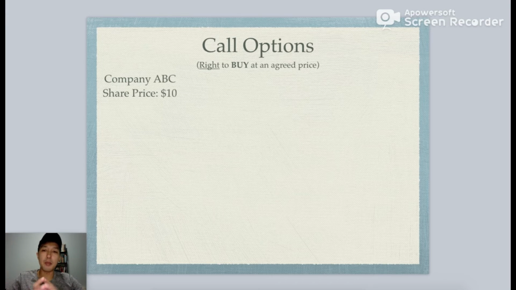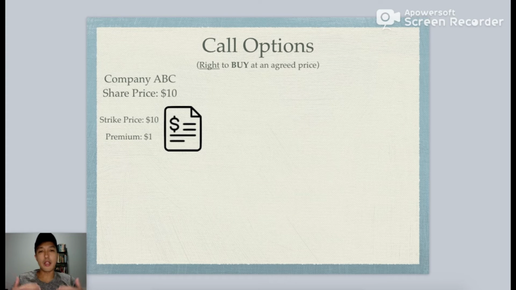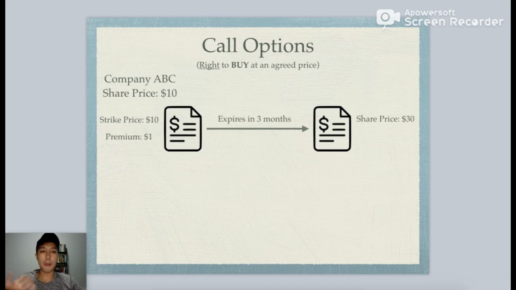So for example, let's say you take a company ABC. Currently the share price is at $10. You now own this call contract at a strike price of $10. Basically it means that you have the right to buy the share at a strike price of $10 whether the price goes up or down. But let's say a typical scenario, at the point of expiry, 3 months down the road, the share price actually went up to $30.